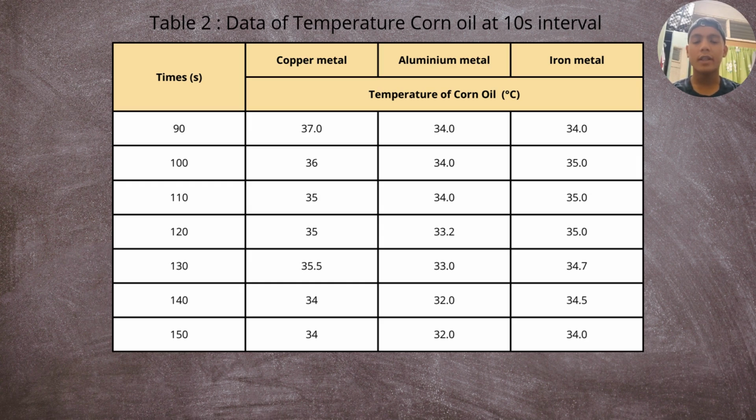So we can see that for copper metal, the three consecutive readings are from 70 second to 90 second at 37 degrees Celsius. Aluminum metal starts from 90 second to 110 second at 34 degrees Celsius. And last but not least, iron metal. The three consecutive readings for iron metal are from 100 second to 120 second at 35 degrees Celsius.